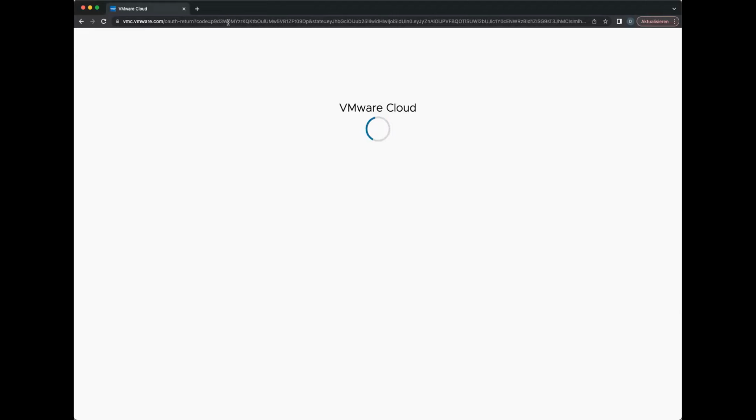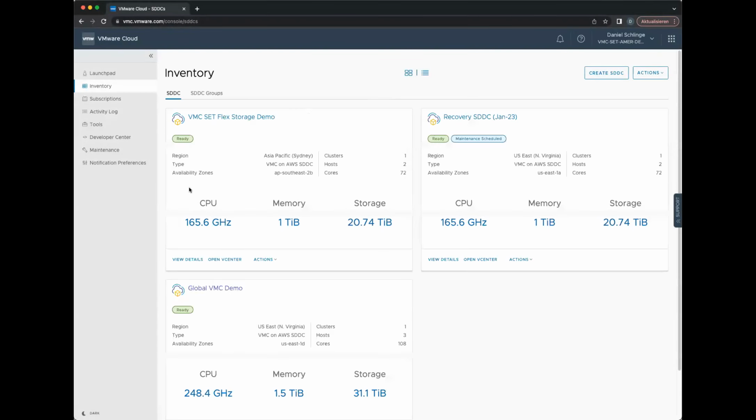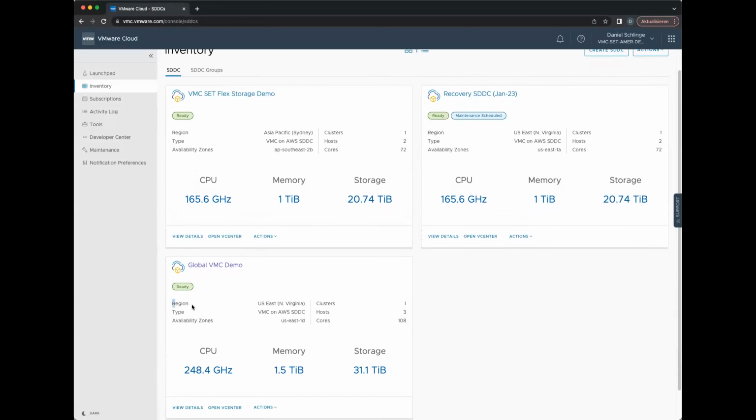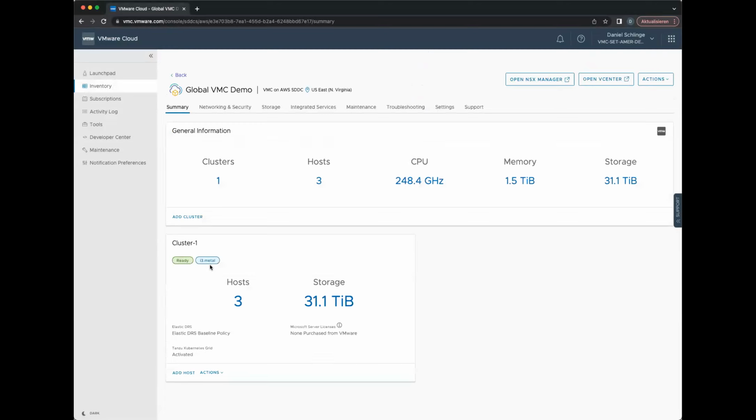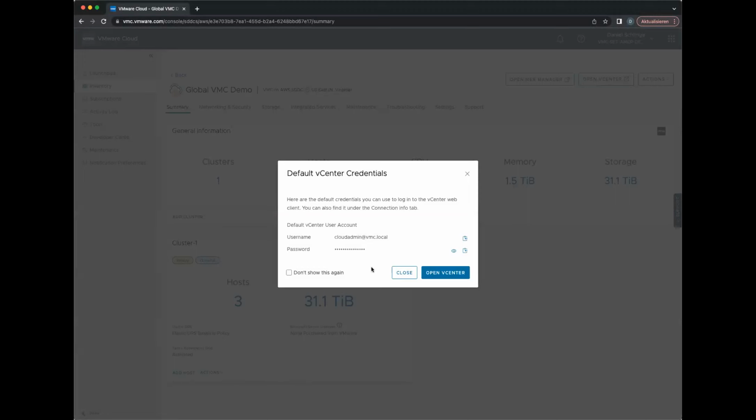Now it's loading. So this is another inventory. So you see, this is a live and up and running SDC. It is in the US East, so in Virginia. We can go into this. And this is the console, what we are getting when the cluster is up and running. So you see, we have one cluster, 3 hosts, and it could be that we have now the option to open the vCenter because it's up and running.